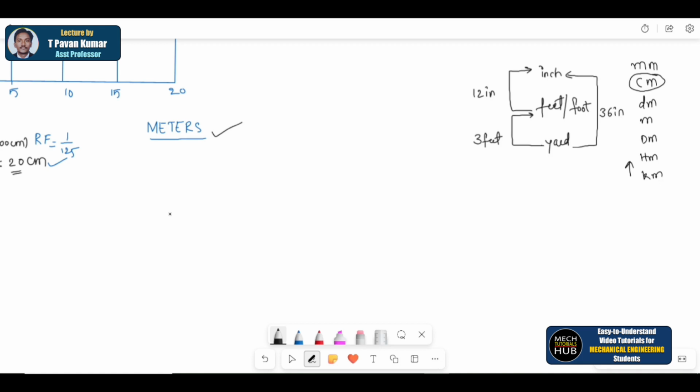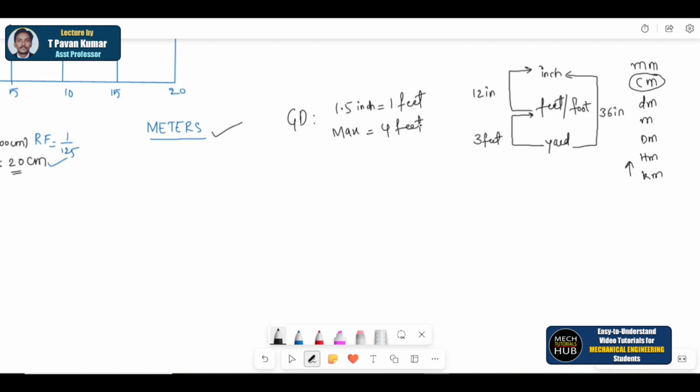Let us take one simple problem in plain scale only, and let me solve it. Let me directly take the given data. I'll consider given data as, let me take, 1.5 inch is equal to 1 feet, which is RF given. Okay, and measure up to distance or maximum distance as 4 feet.